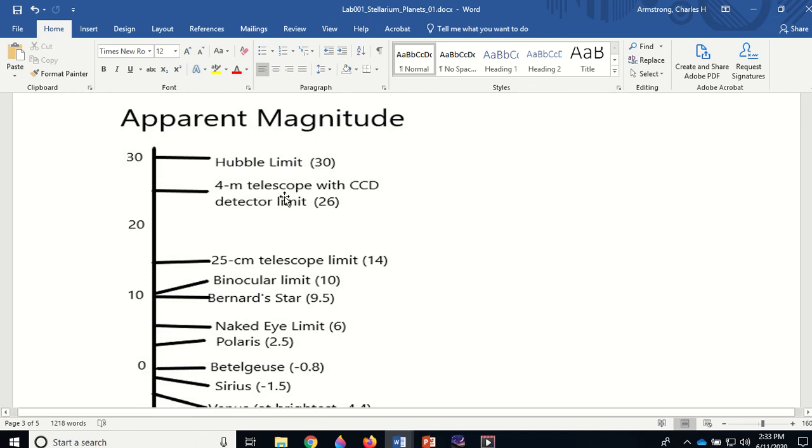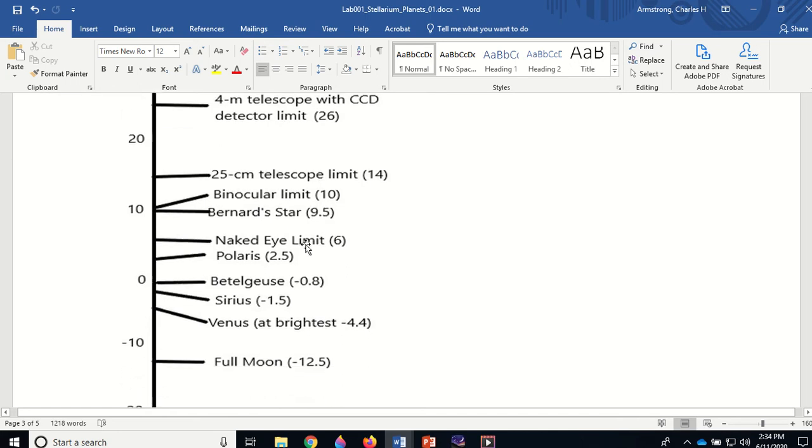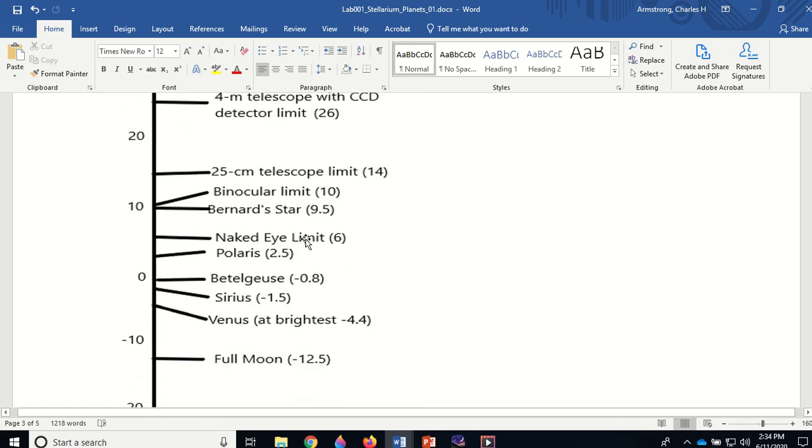Telescopes with CCD detectors get down to 26. 4-meter telescopes, okay? That's a pretty big telescope. Now, one that we might be able to buy in a store, a 25-millimeter telescope gets us down to 14. With a nice pair of binoculars, you can see things as dim as plus 10. Barnard's star, one of the closest stars to our sun, is a 9.5. Naked eye limit, if you have incredibly great eyesight, you can see things as dim as plus 6, okay? So Polaris, we can see with the naked eye. That's a 2.5.